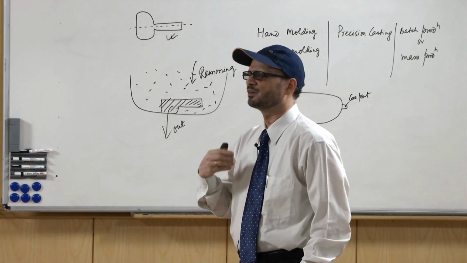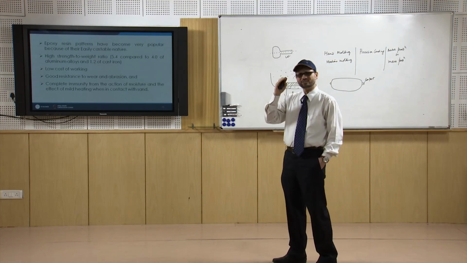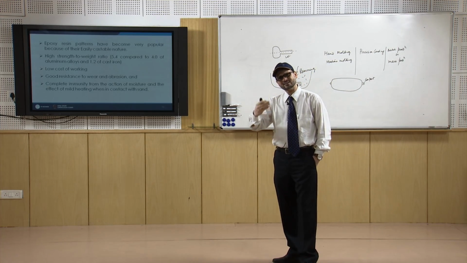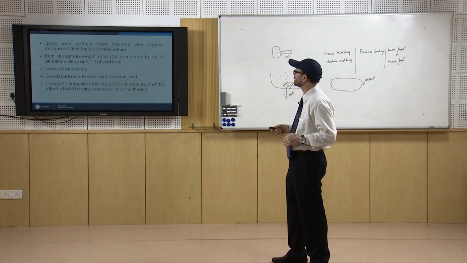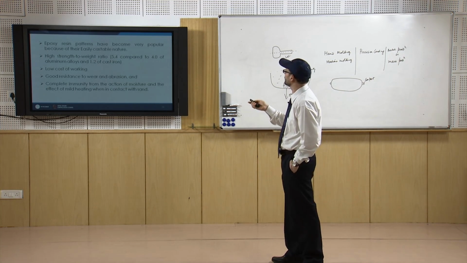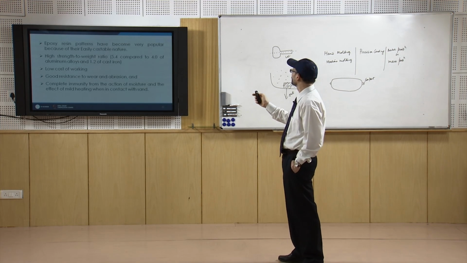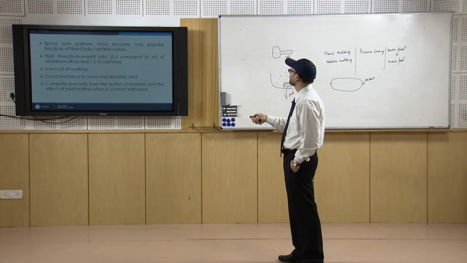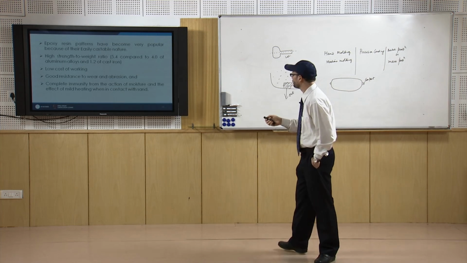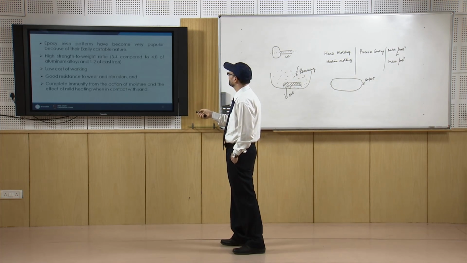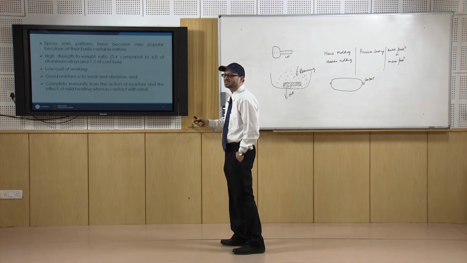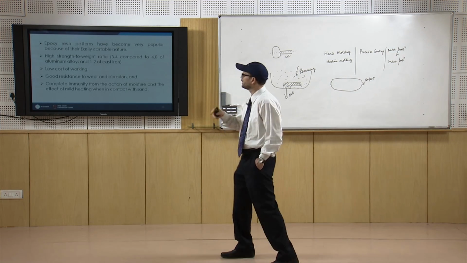Epoxy resins have become very popular nowadays. Now, the advantage of these plastics is that they have a good strength to weight ratio. So, that is why they are preferred, high strength to weight ratio like 5.4 compared to 4 for aluminum alloys and 1.2 for cast iron. So, if you look at this point, you see that they are very light and we have a very good strength to weight ratio as compared to other materials.